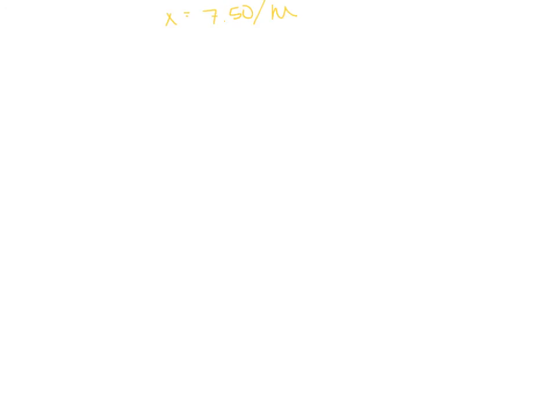Let's see. A cyclist travels 56 miles in 4 hours. So 56 miles in 4 hours. And they want us to change that to feet per second. Ooh, this one's a little bit harder.